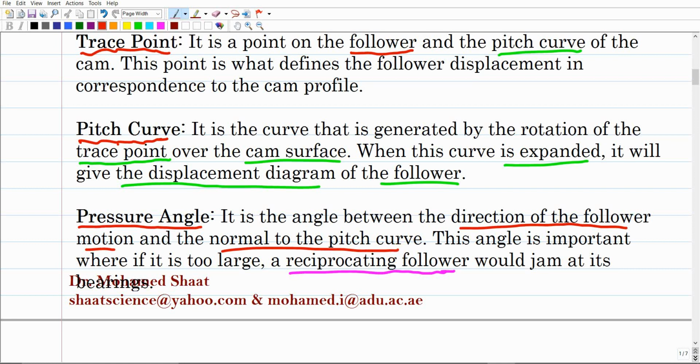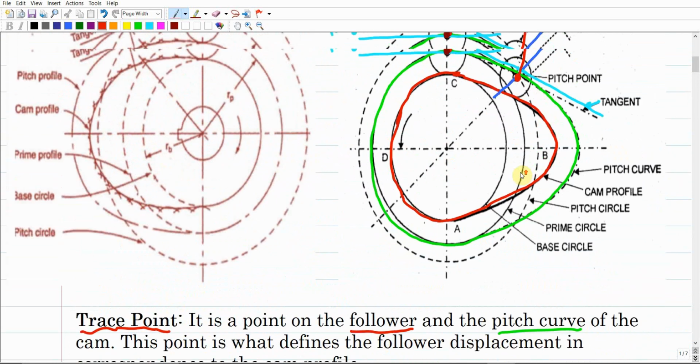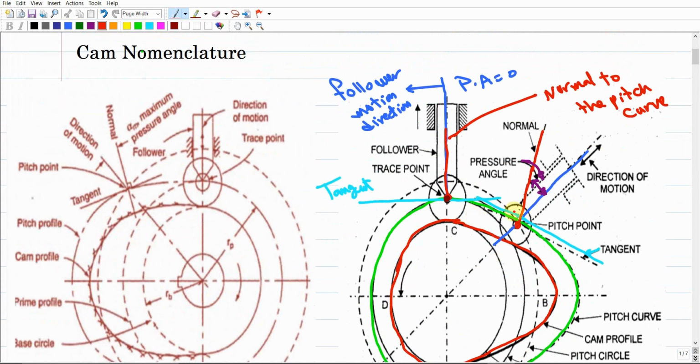One line defines the direction of motion of the follower. The second line is the normal to the pitch curve. So what is the line of the direction of motion of the follower? Like this line. The follower just moves up or down over this vertical line in response to the rotation of the cam, right? So this blue line is the follower motion direction line.